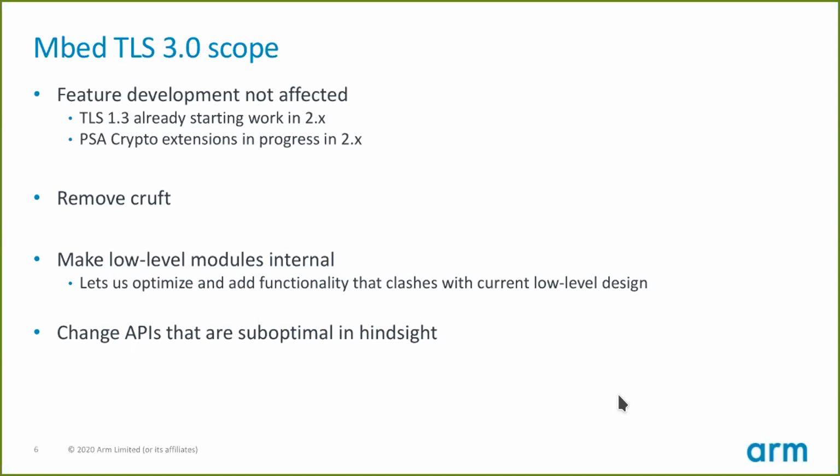The goal of 3.0 is to remove some cruft, various accumulated cruft, and to make the API more abstract in places so that it can evolve in the future. And also to change some APIs which were designed, some of them over a decade ago, and over time we've realized that they were suboptimal.